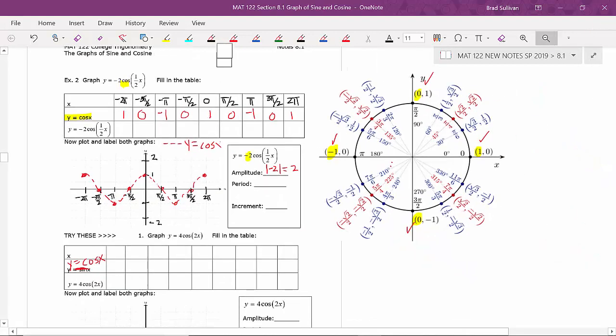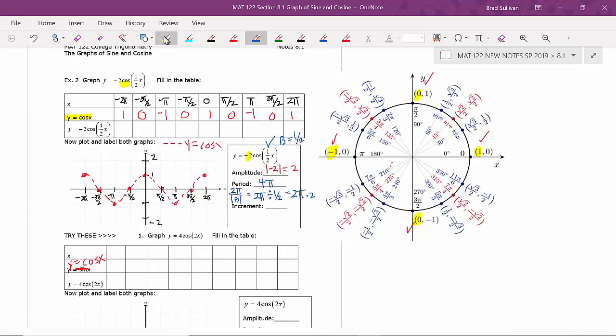The first thing I want to do is find the period. The period formula is 2 pi over the absolute value of b. In this problem, b is equal to 1/2. I'm going to write this as 2 pi divided by 1/2. Therefore, that's 2 pi times 2, so it's 4 pi. So we have an amplitude of 2 and a period of 4 pi. And that's going to cause this graph to stretch horizontally since the period is getting bigger.